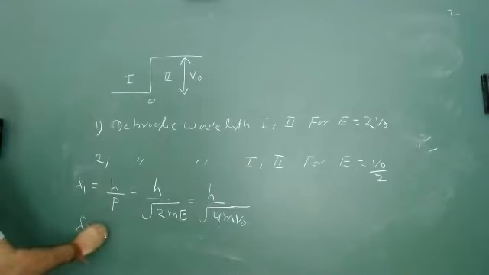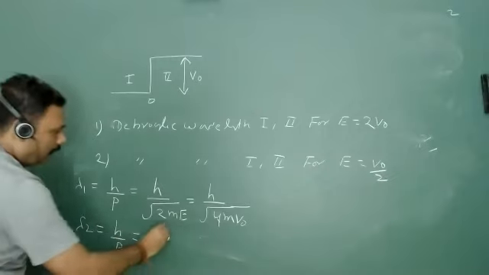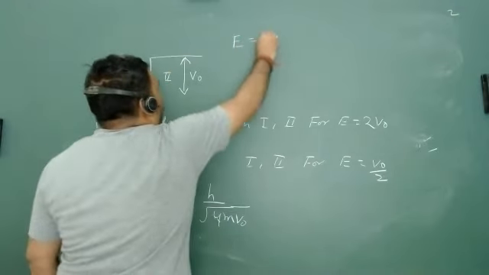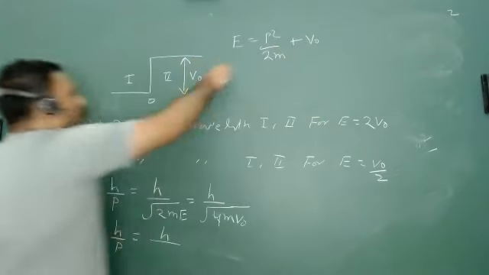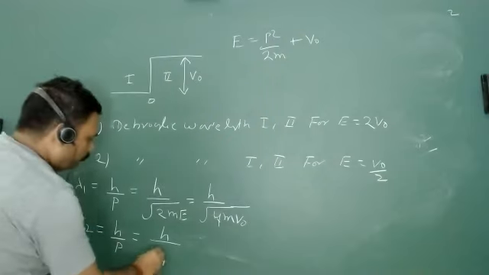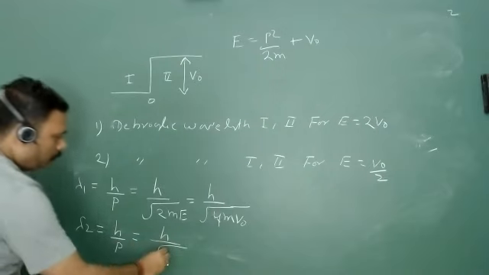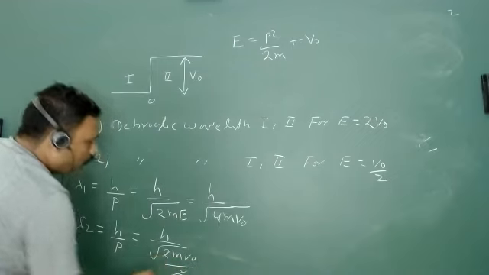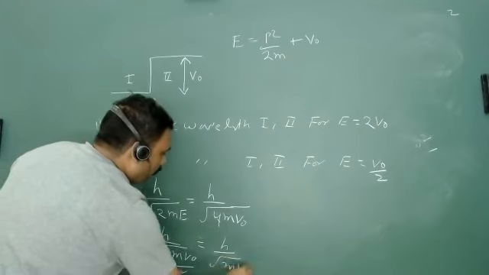Let's go for region 2. That is again h upon p. And again here the total energy E is equal to p square upon 2m plus V0 in region 2. Region 2 you have some potential. So that will be h upon root under 2m times V0 by 2. So you can have h upon root under mV0.